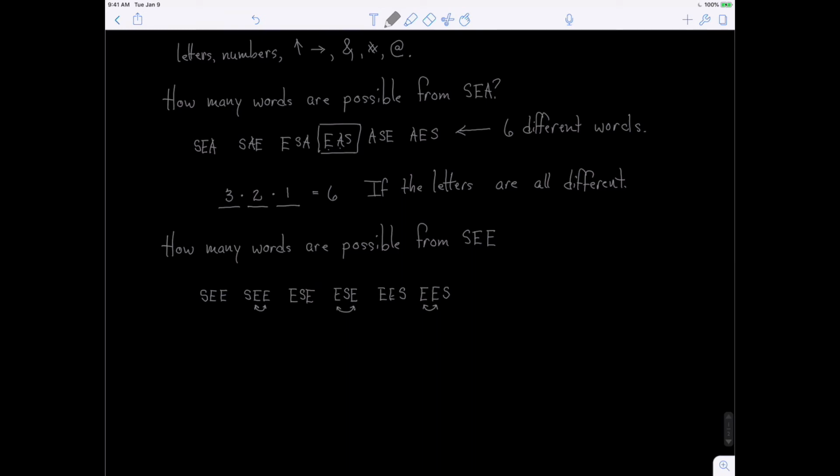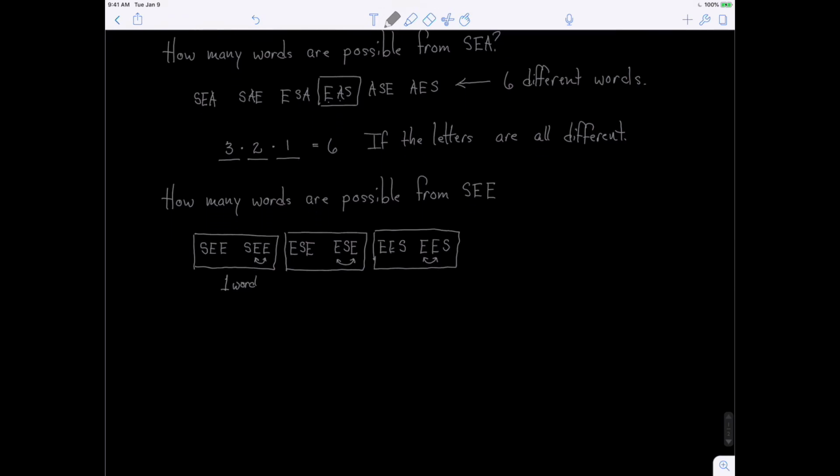So when I did that, if I look more closely, S-E-E and S-E-E, that's really just one word. And so is E-S-E and E-S-E. And finally, so are the E-E-S's. So the answer in this case is only 3. But how could I get that? That doesn't make sense. Well, let's do this.